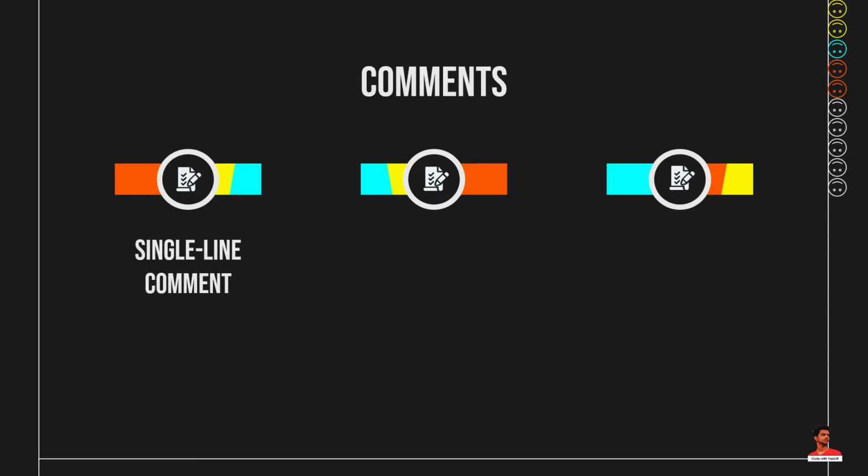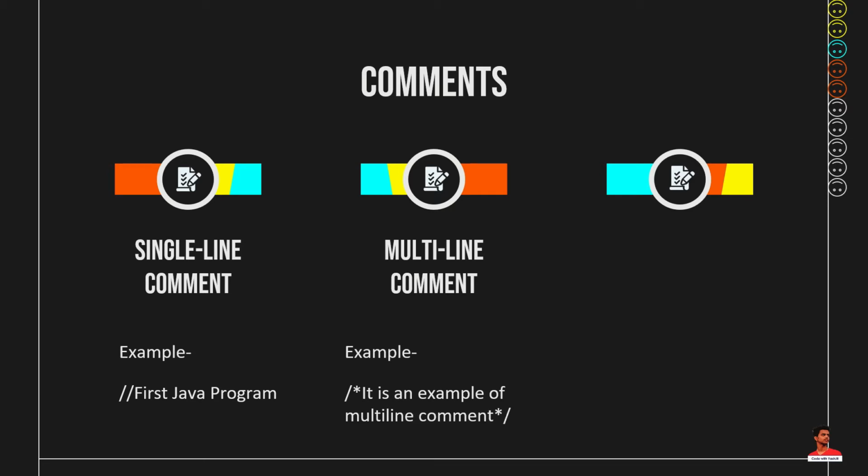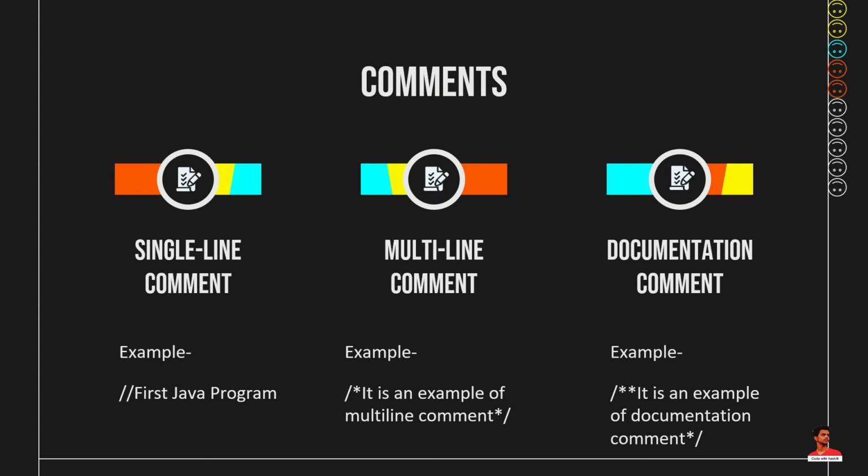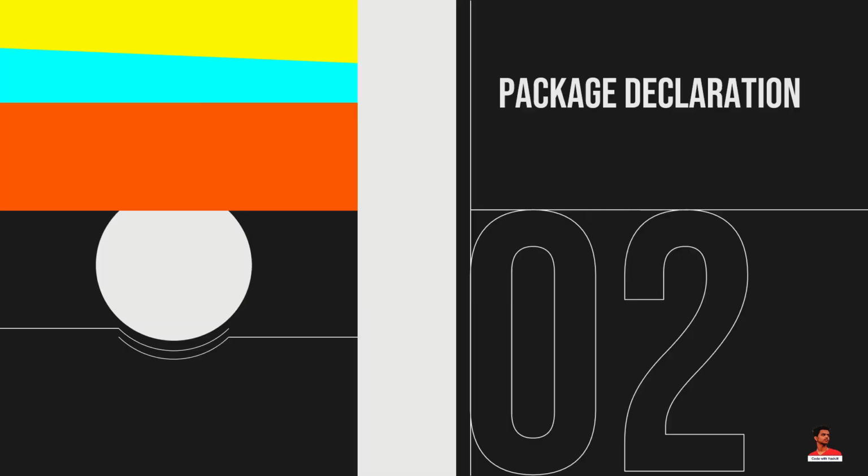A single line comment starts with a pair of forward slashes. A multi-line comment starts with forward slash asterisk and ends with asterisk forward slash. We write between these two symbols. A documentation comment starts with the delimiter, that is forward slash and double asterisk, and ends with asterisk and forward slash.